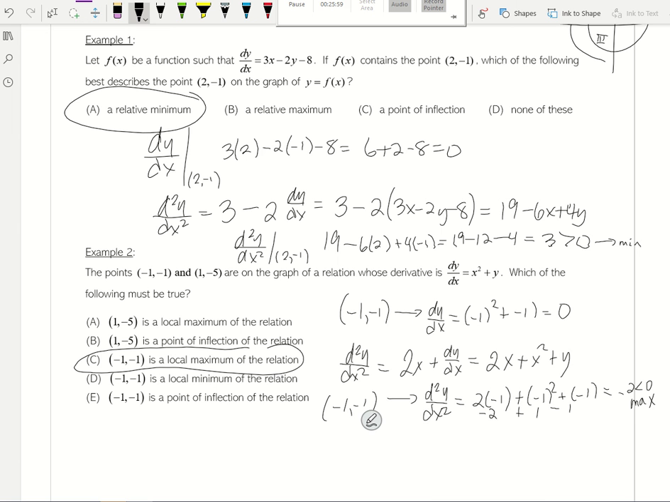We know it's a max because the second derivative is negative. Second derivative negative means it's concave down, right? Concave down means it's a max, right? Yeah. All right. So it's C.